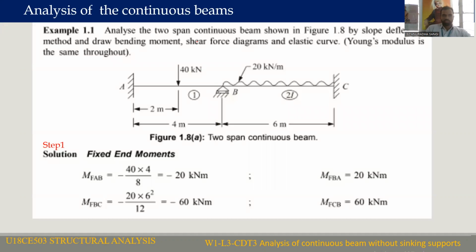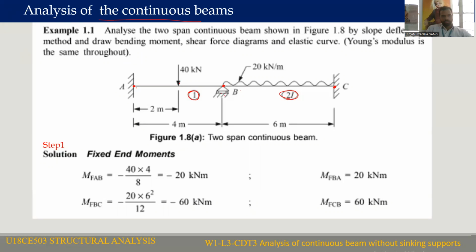For this, I'm taking a problem, analysis of a continuous beam. This is a two span continuous beam, span AB and span BC. Both extreme ends of the continuous beam are fixed. At A, fixed support; at C, fixed support; and at B, a roller support is there. For beam AB, the moment of inertia is I, and for BC, it is 2I.